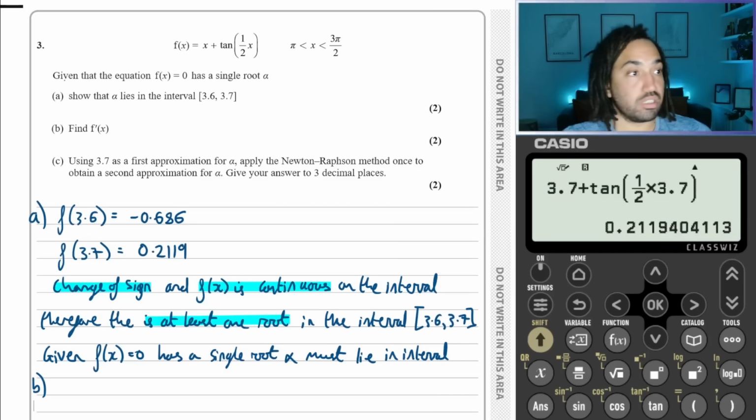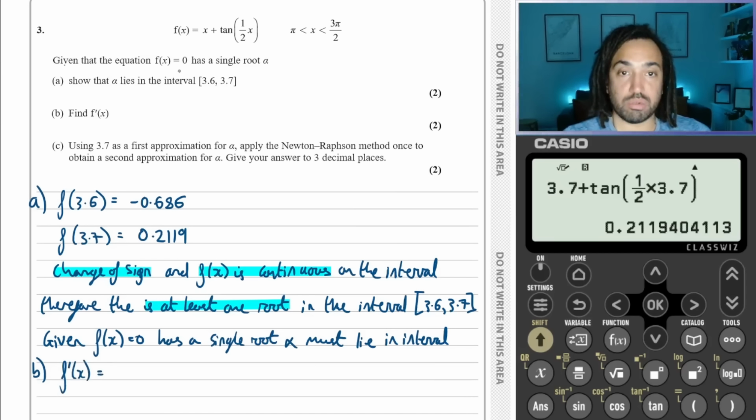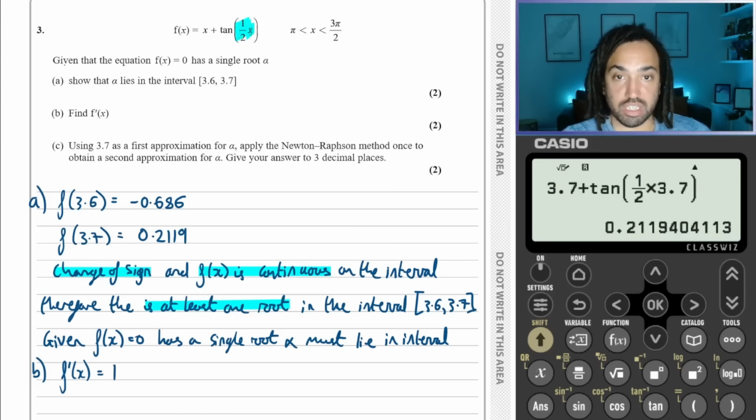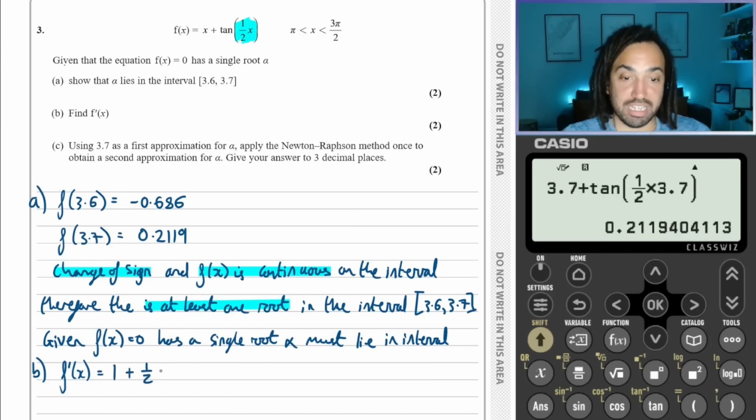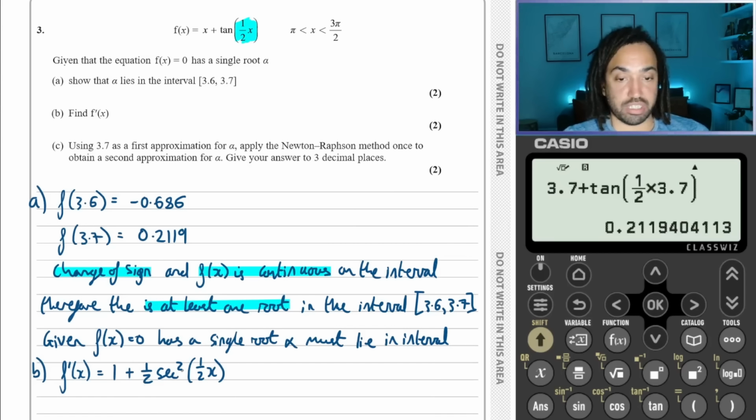Find the derivative function. No problem. So f dash of x, when I differentiate x I get 1, and when I differentiate tan it goes to sec squared, but by the chain rule, because the input is a half x, I need to multiply by the derivative of the input. So the derivative of a half x is a half, so I'm going to multiply by a half. Tan differentiates to sec squared, and that input stays the same. So by the chain rule we have 1 plus half sec squared a half x. Okay, great.